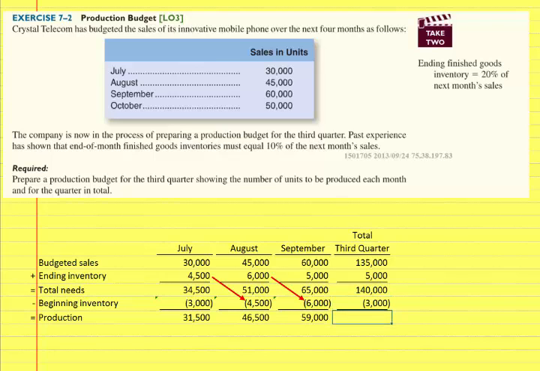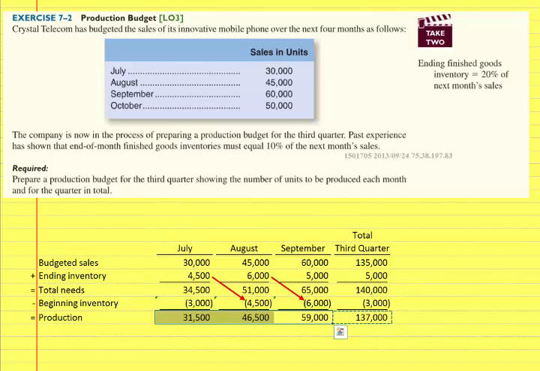And now my production for the quarter, I need 140,000 units. 3,000 of those are already sitting there in beginning inventory. So during the quarter, I'm going to have to make 137,000 units. Now I computed that by combining those two things above it. I can also double check that figure by summing the production for the 3 months. And that totals to 137,000 also.